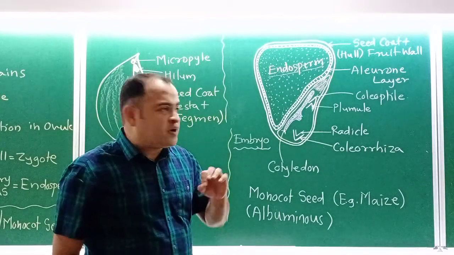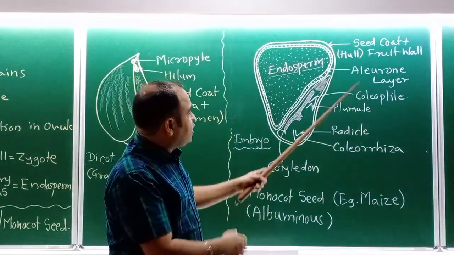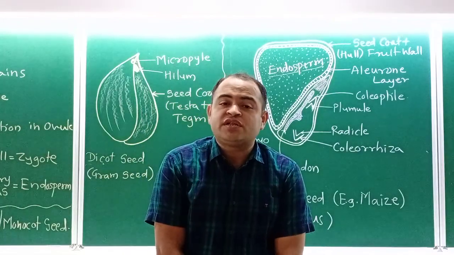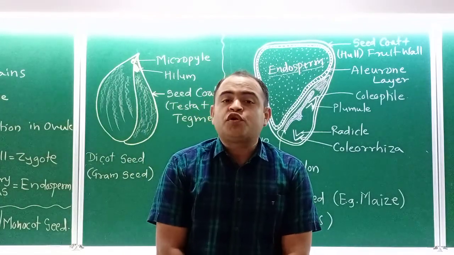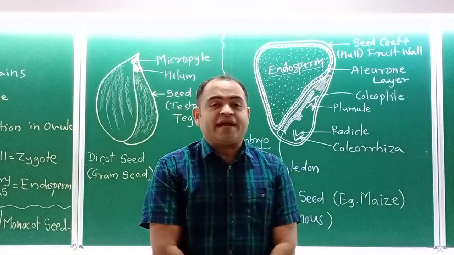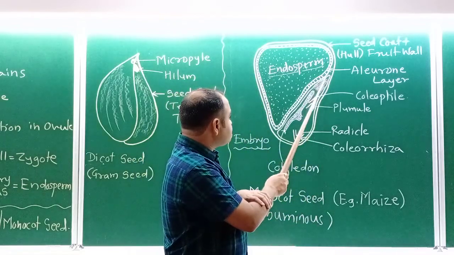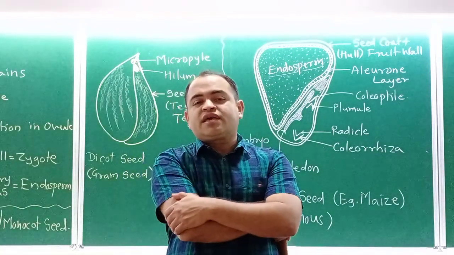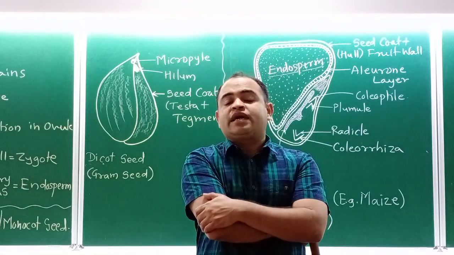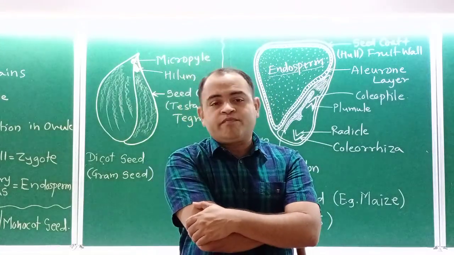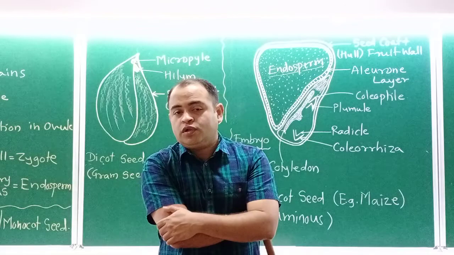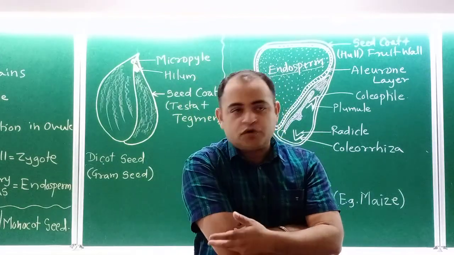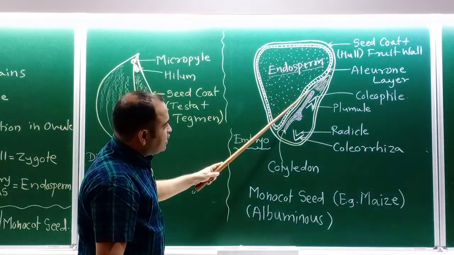This particular endosperm is jacketed in the aleurone layer. What do you mean by aleurone? It's a special protein-rich layer, and it jackets the typical endosperm, and there are several chemical reactions taking place at the time of germination. So this aleurone layer plays an important role in the overall life of a seed. Okay, so this is the aleurone layer.